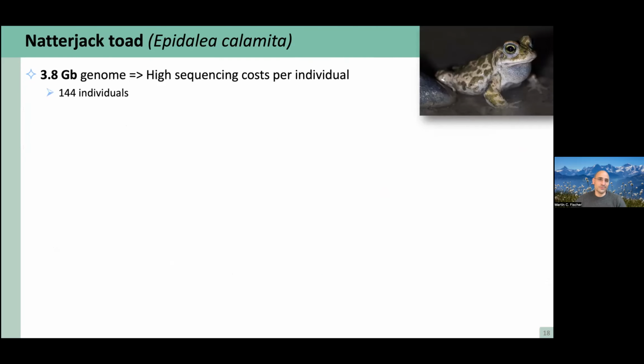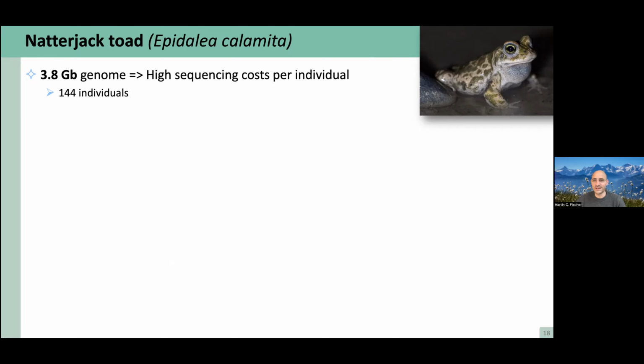Then I would like to come to the amphibian with the biggest genome we are looking at, which is the Natterjack toad. The genome is 3.8 billion base pairs, which means larger than the human genome. And so sequencing these individuals is quite costly.